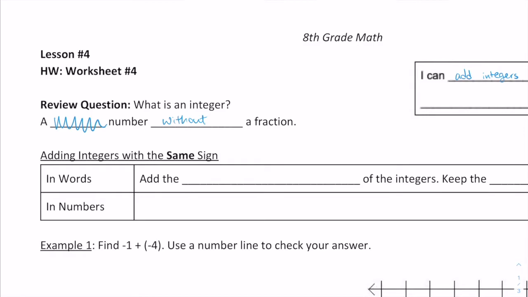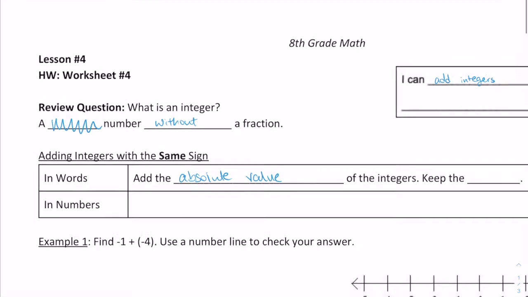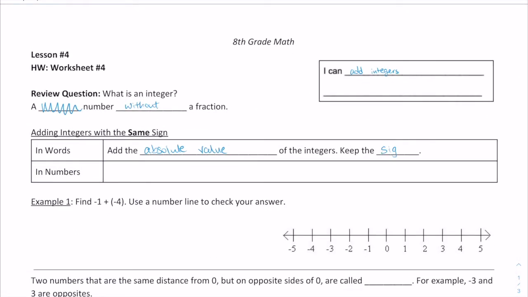So in words, for adding integers with the same sign, so if they're both positive or both negative, you add the absolute value of the integers and you keep the sign. For example, if I have 9 plus 8, you notice how my signs are the same. If my signs are the same, you take the absolute value of both and you add them together. The absolute value of 9 is 9, the absolute value of 8 is 8, and 9 plus 8 is 17. And you keep the same sign. Since both numbers are positive, my final answer is positive.